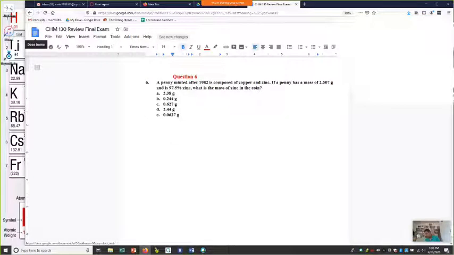So if we follow this question, what we're being asked to find is the mass of zinc in the coin. Okay, so what is our given information? We are told that we have a penny that weighs 2.507 grams. That penny is composed of zinc and copper.